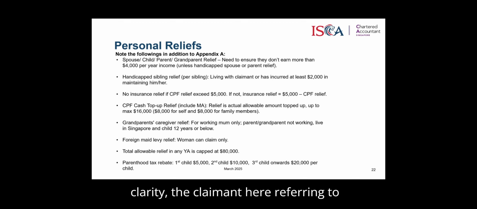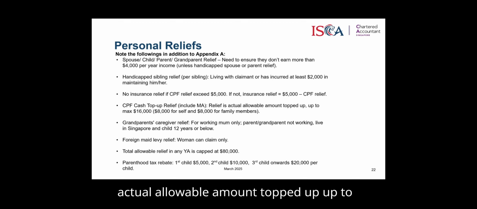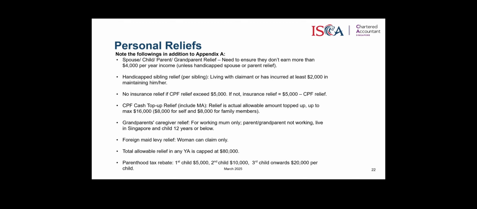For clarity, the claimant here refers to the individual that is subject to individual income tax and claiming the relief against their income. No insurance relief will be provided if your CPF relief exceeds Singapore dollars 5,000. Otherwise, the insurance relief available to you is 5,000 Singapore dollars minus any CPF relief you have claimed. For CPF cash top-up relief, the relief is the actual allowable amount topped up, to the maximum of 16,000: 8,000 for self, 8,000 for family members.